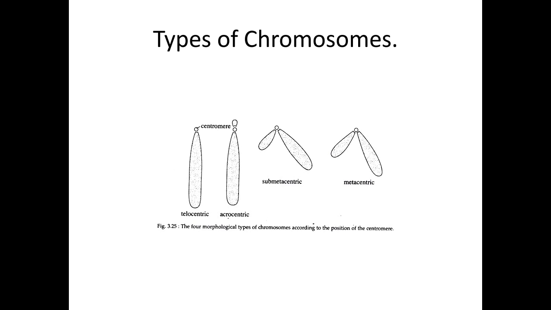Then in case of submetacentric chromosome, it generally looks L-shaped. One arm which is short and another arm which is long. Then metacentric. In case of metacentric chromosome, it looks V-shaped. The two arms are somewhat equal in size.